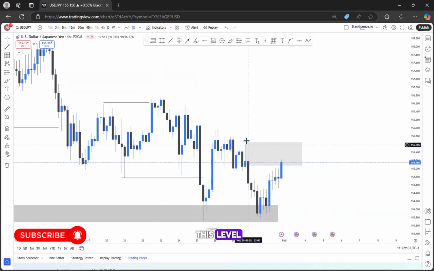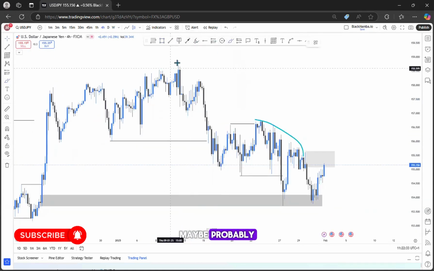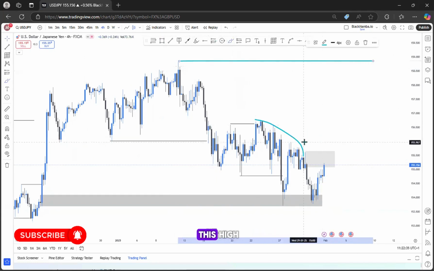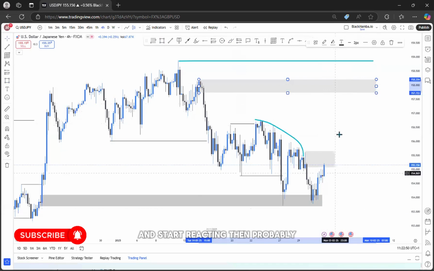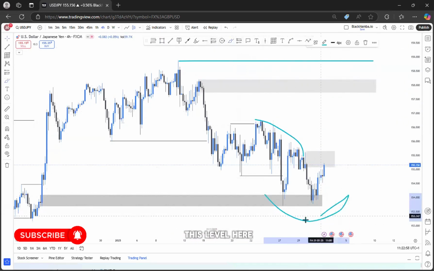If price fails this level here, there's nothing price is coming to mitigate inside this leg again. I'll be expecting price to pick out all here, maybe probably continue pushing to the upside to take out this high. But if price takes out this internal liquidity, then price comes to somewhere around here, after reacting, then probably I will be expecting price to take out this level here.